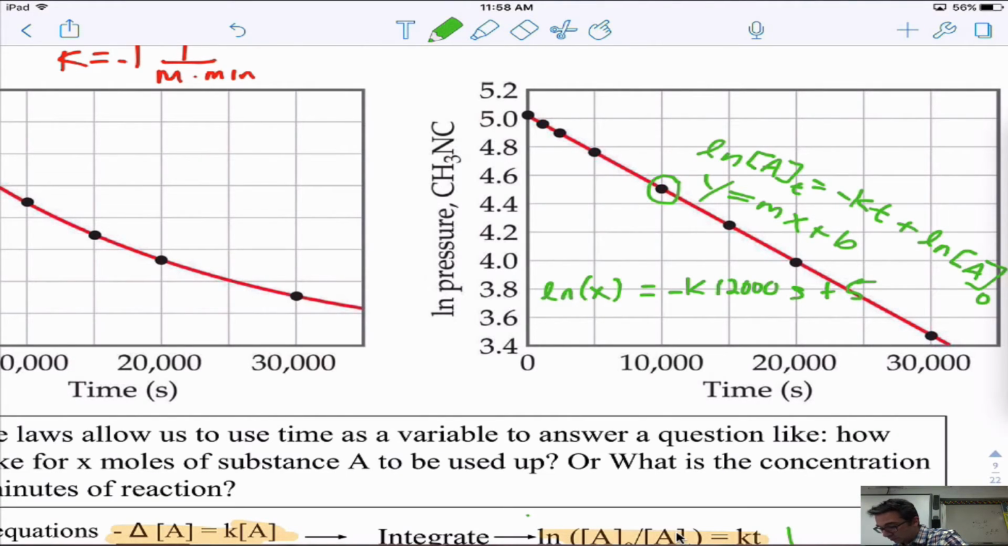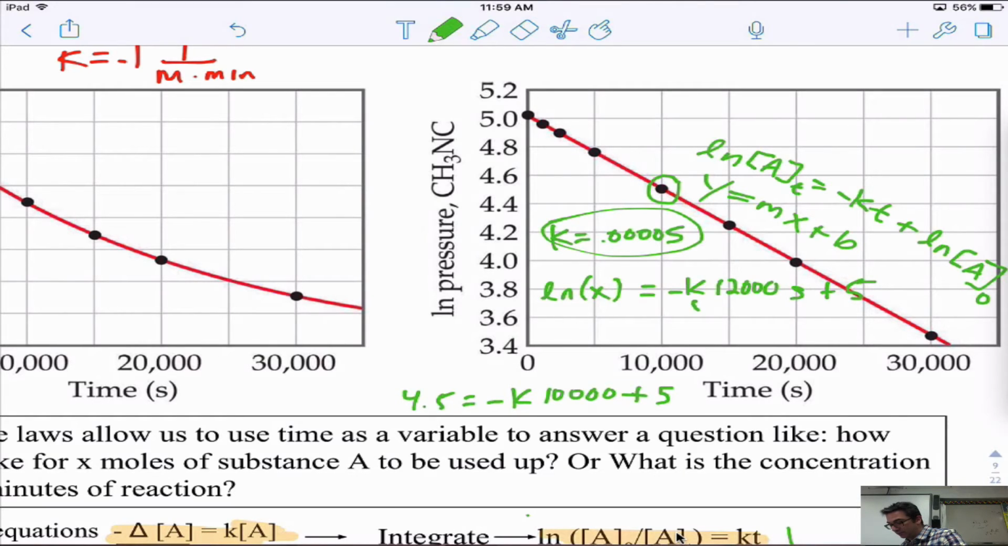So we would have 4.5 equals negative k times the time we picked, 10,000 seconds, plus ln of A at time 0, which is 5. If we do that, we get negative 0.5 when we subtract, divided by 10,000, so 0.5 divided by 10,000, and we get that k is equal to 0.0005.